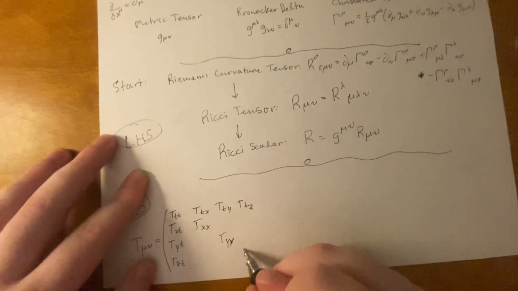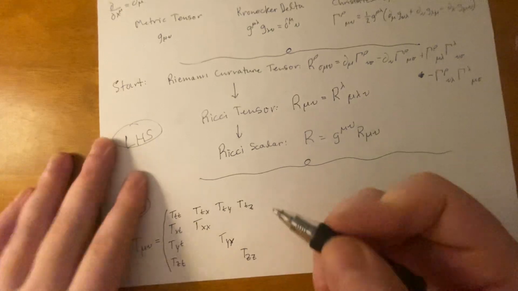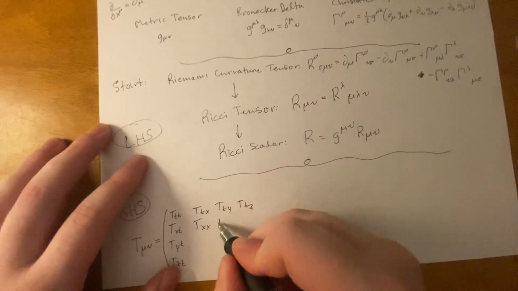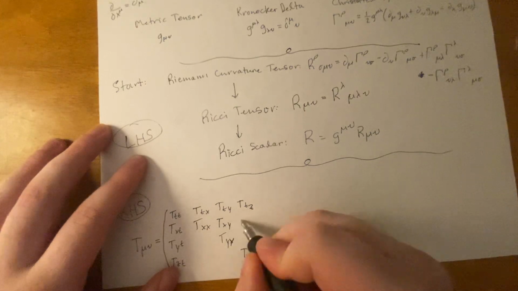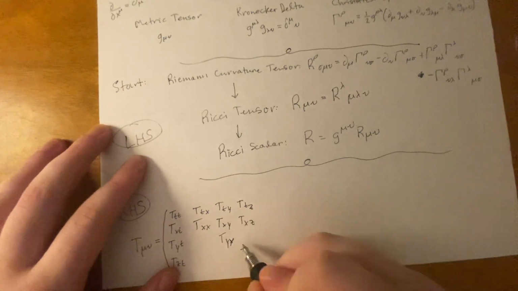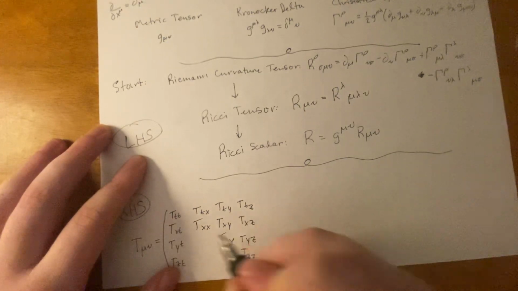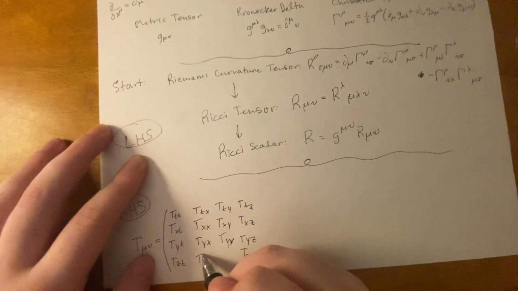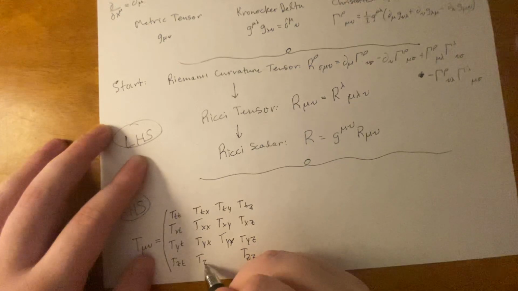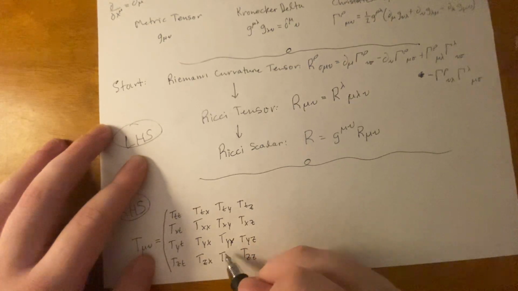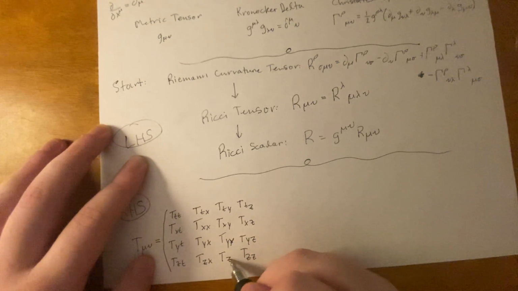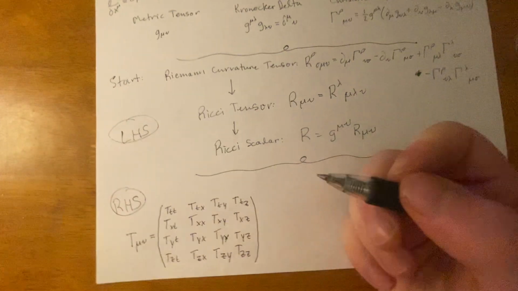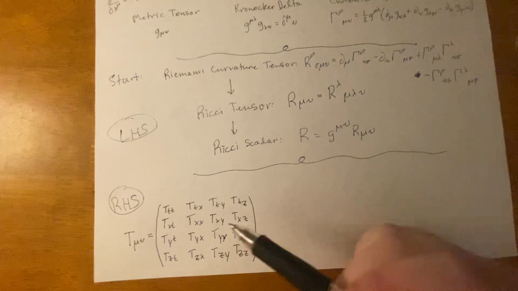T_yy, T_zz, and then we have the mixed upper and lower. So we have T_xy, T_xz, T_yz, T_yx, T_zx, there we go, and then T_zy. So that is the full stress energy tensor.